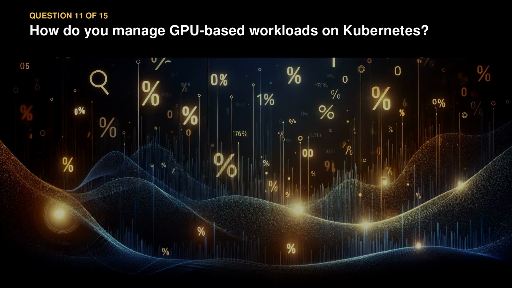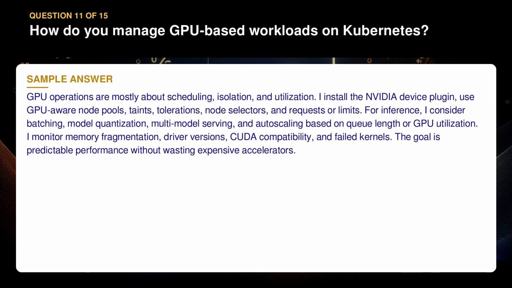Question 11. How do you manage GPU-based workloads on Kubernetes? GPU operations are mostly about scheduling, isolation, and utilization. I install the NVIDIA device plugin, use GPU-aware node pools, taints, tolerations, node selectors, and requests or limits. For inference, I consider batching, model quantization, multi-model serving, and auto-scaling based on queue length or GPU utilization. I monitor memory fragmentation, driver versions, CUDA compatibility, and failed kernels.